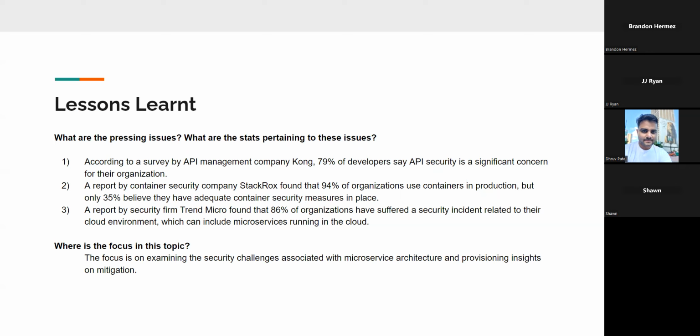Where is the focus in this project? The focus is on examining the security challenges associated with microservices architecture and providing insights and mitigations. We would generally say as a group that the focus on this topic is in the right direction, where organizations are constantly striving towards achieving more secure microservice architecture-based environments.